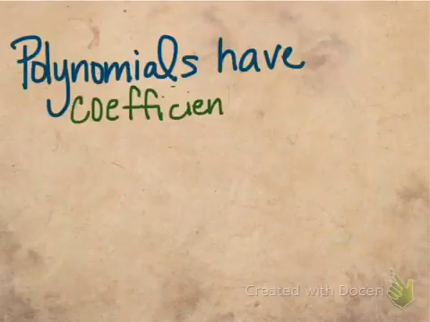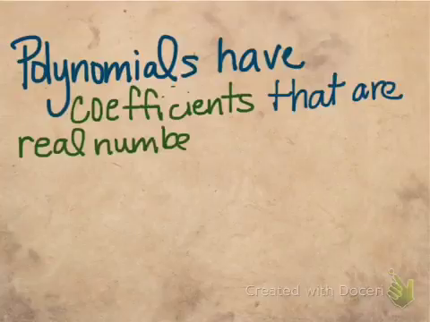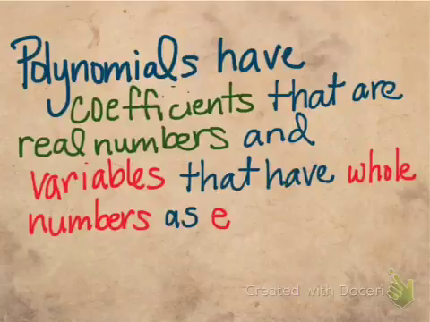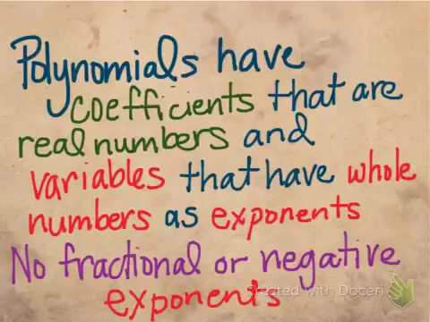Okay, polynomials have coefficients that are real numbers. So the coefficient, the number in front of the variables, has to be a real number. And they have to have variables with whole numbers as exponents. So the exponents cannot be fractional or negative.